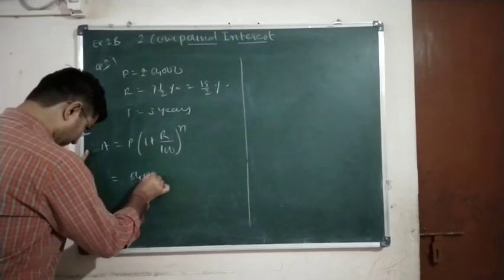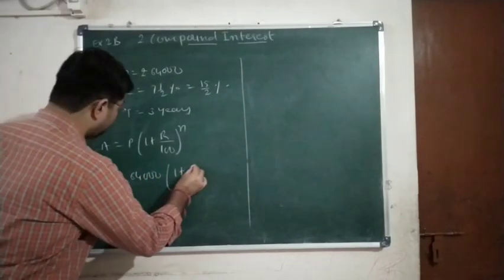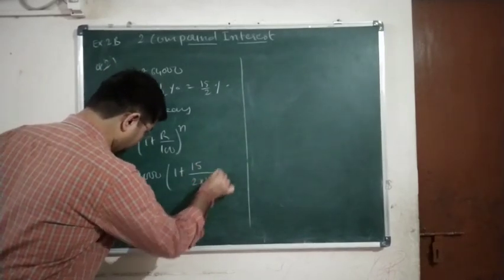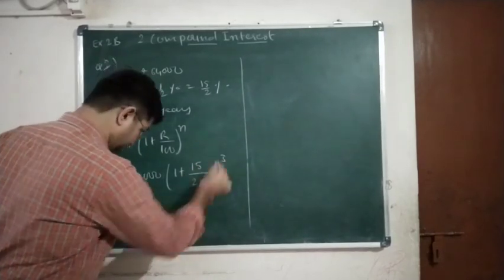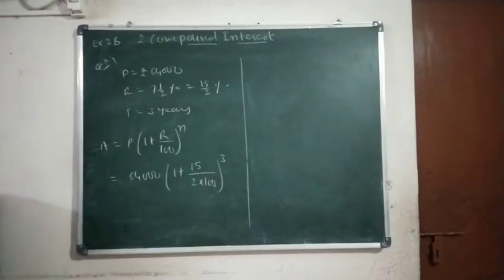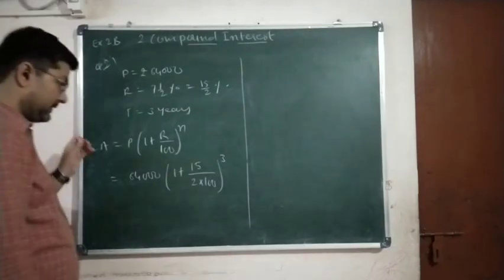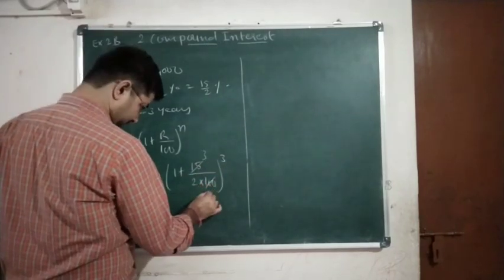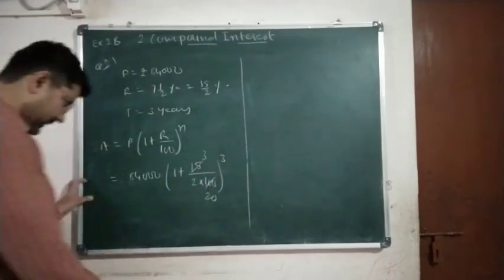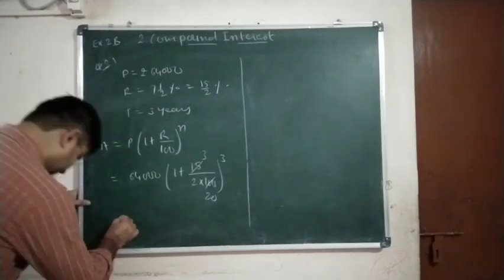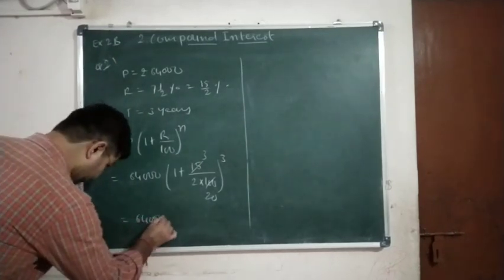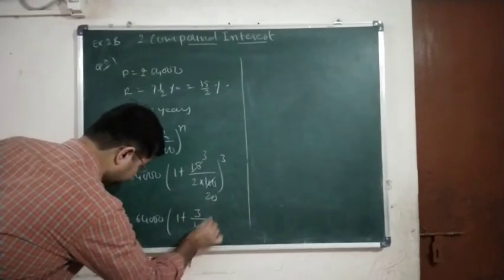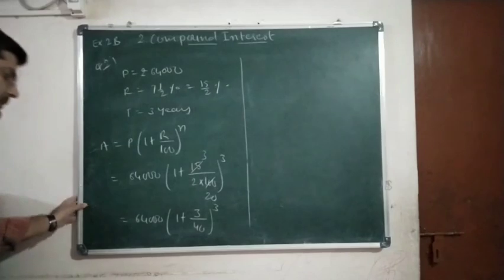Principal is 64,000. 1 plus rate is 15 upon 2 into 100, raised to N is 3. Now we can reduce by 5 at least. Yes or no? So 5 3s are 15 and 5 20s are 100. So the next step will be 64,000 into (1 plus 3 upon 40) raised to 3.